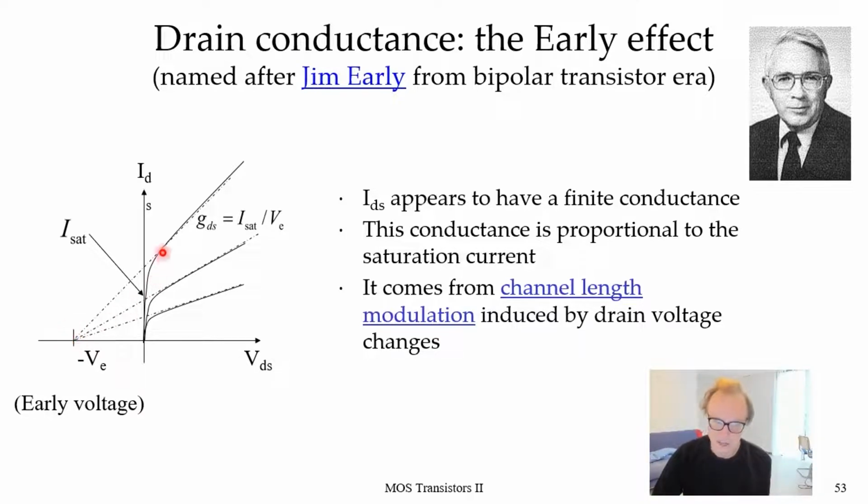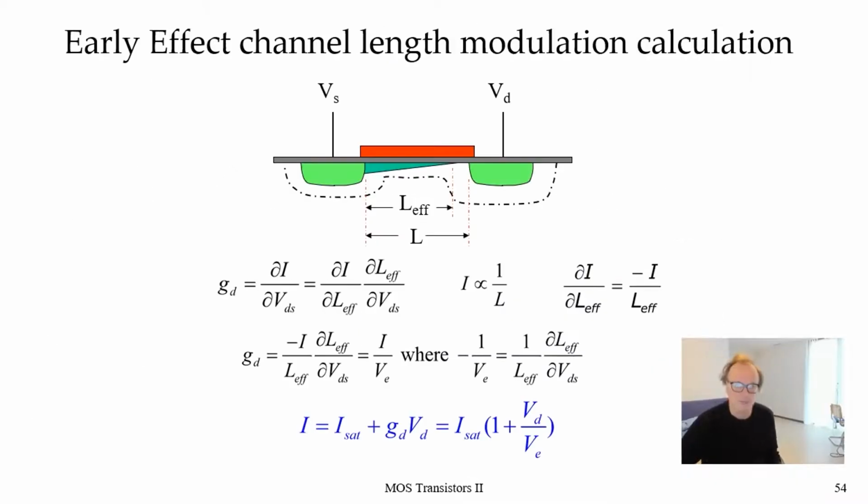So the drain conductance, which is the slope of this curve, is proportional to the drain saturation current. What you observe is that the drain source current appears to have a finite conductance. This conductance is proportional to the saturation current. So the bigger the current, the bigger the conductance. And it comes from channel length modulation induced by drain voltage changes. So let's calculate this formally, and then we'll try to understand it.